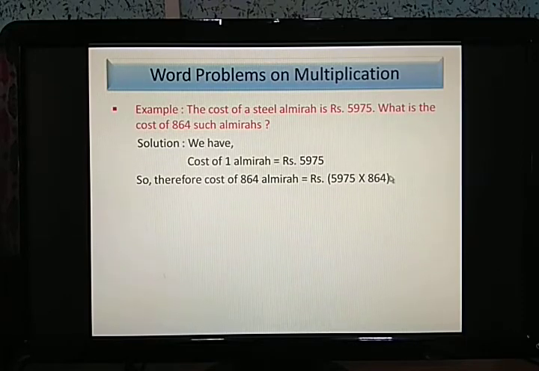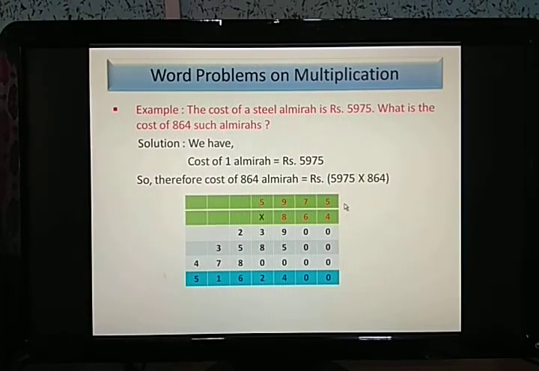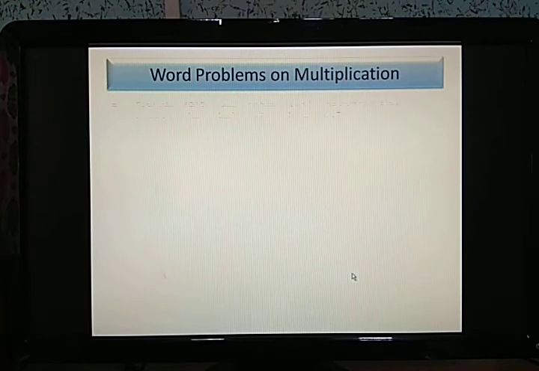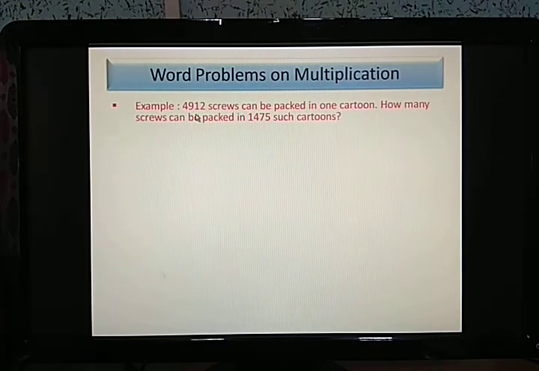It is just like, if you have bought one chocolate for 1 rupee, what will be the cost of 10 chocolates? It will be 1 into 10 rupees. It's very simple, so similarly we have to do this. Here also you can either use the property, or you can simply go for the normal method of multiplication. We have used the normal, general method here. So we got our answer very clearly, nothing much to be explained. The cost of 864 almirahs will be this much rupees. Clear?